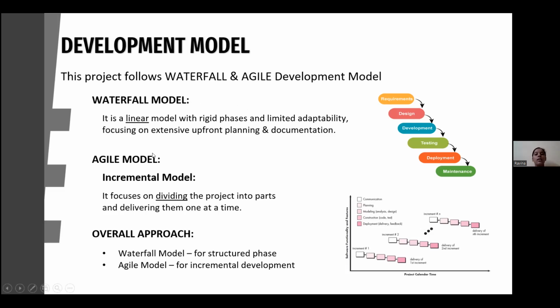The agile model includes all the models like incremental, iterative, and scrum. Obviously, what we are in now is a scrum meeting, right? So all of these are included in the agile model. But here we are using the incremental model, where the large project is divided into subtasks, and each task is dependent on the previous task. That's about the incremental model. So overall, with the waterfall model we get a structured phase, and with the agile model we develop in an incremental phase.